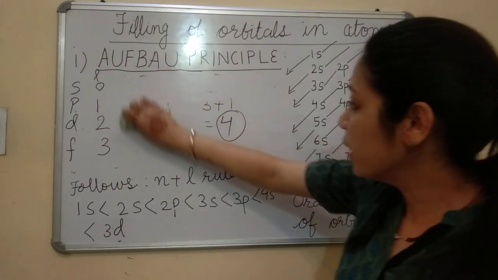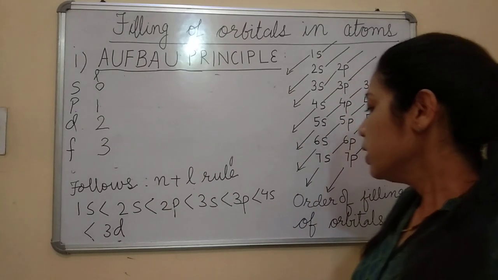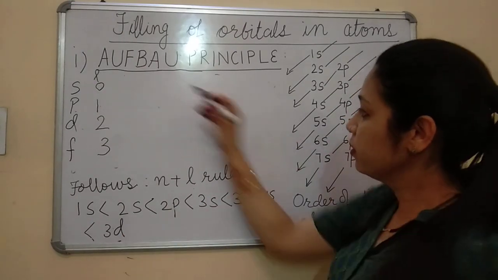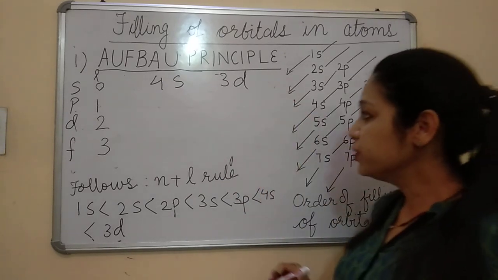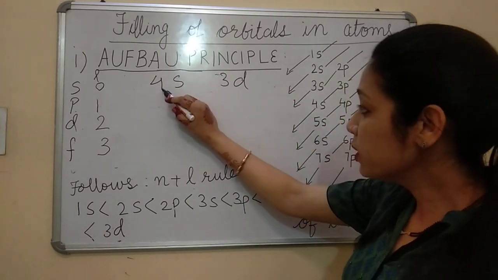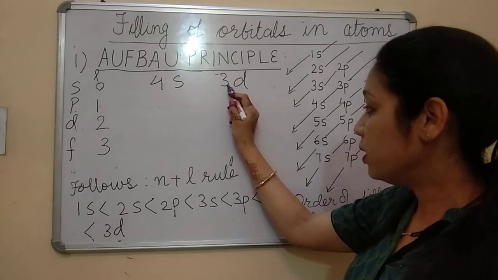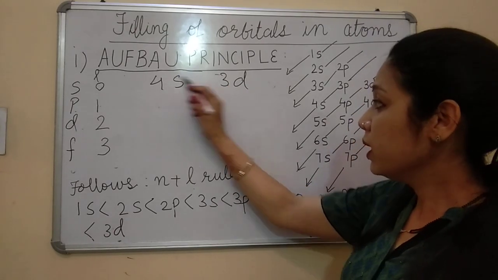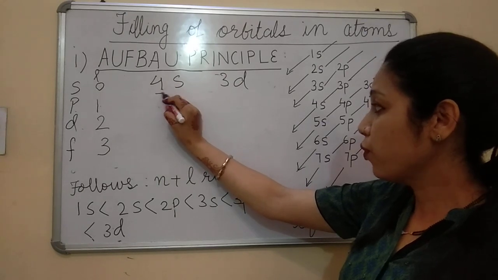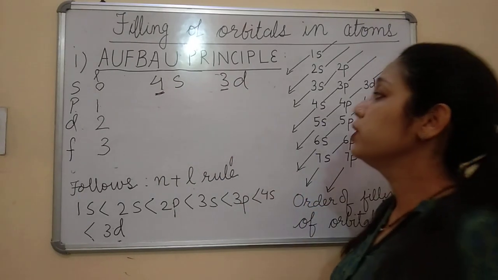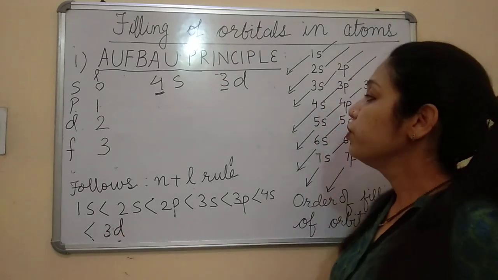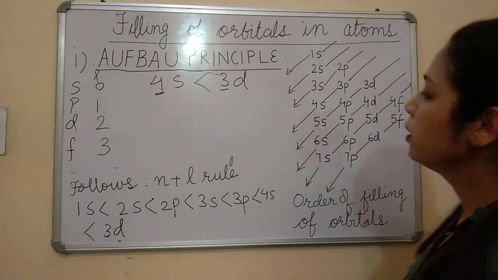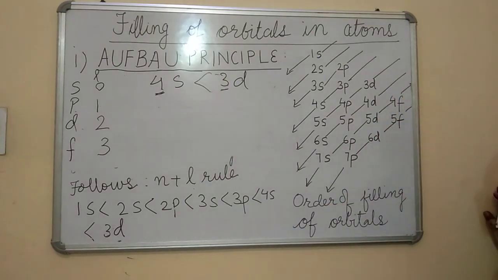Now we have one more case over here. Here children, it's written 4s and 3d. 4s and 3d orbital. Now children, as you can see, 4 is greater than 3. So n is more in case of 4s orbital, that is 4, and n is less in case of 3d orbital. But still I have written the energy of 3d orbital is greater than 4s orbital. So what I am going to do is apply the n plus L rule over here.